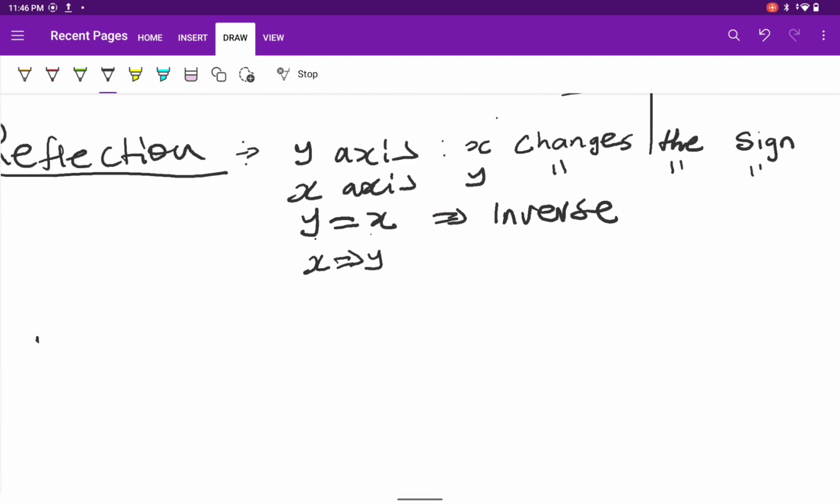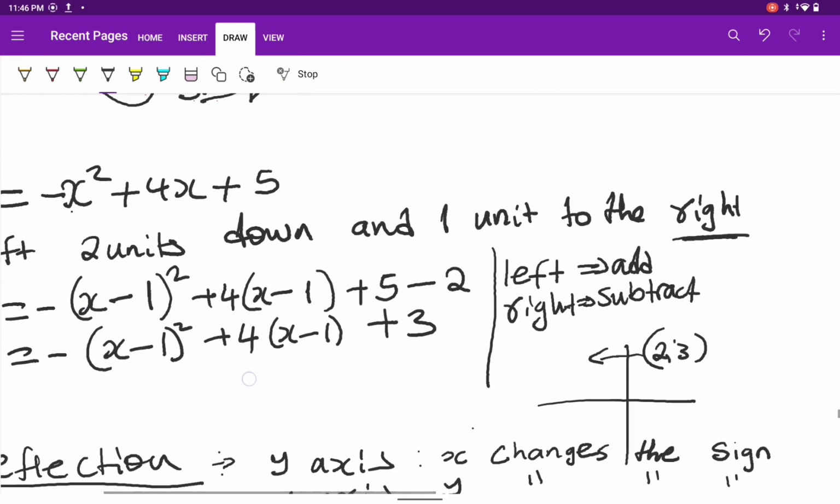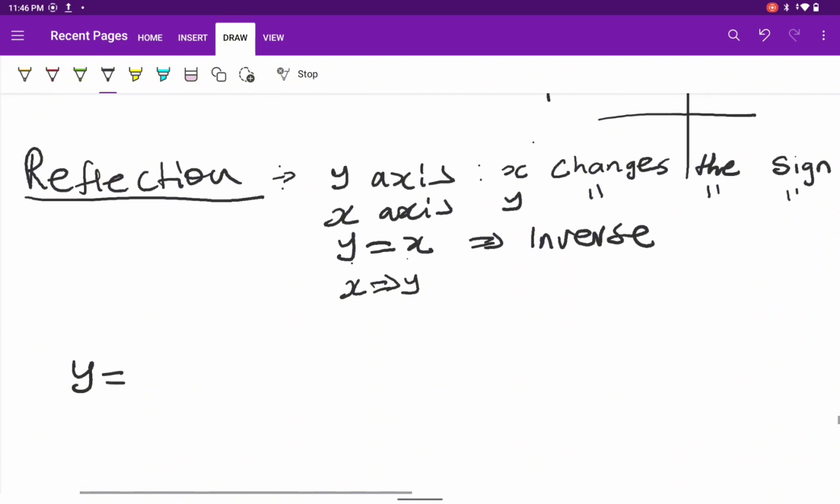Okay, let's take the one that we had there. So we had y equals minus x squared plus 4x plus 5. Now we are going to reflect it along the y-axis and then along the x-axis. So let's start with the y-axis.